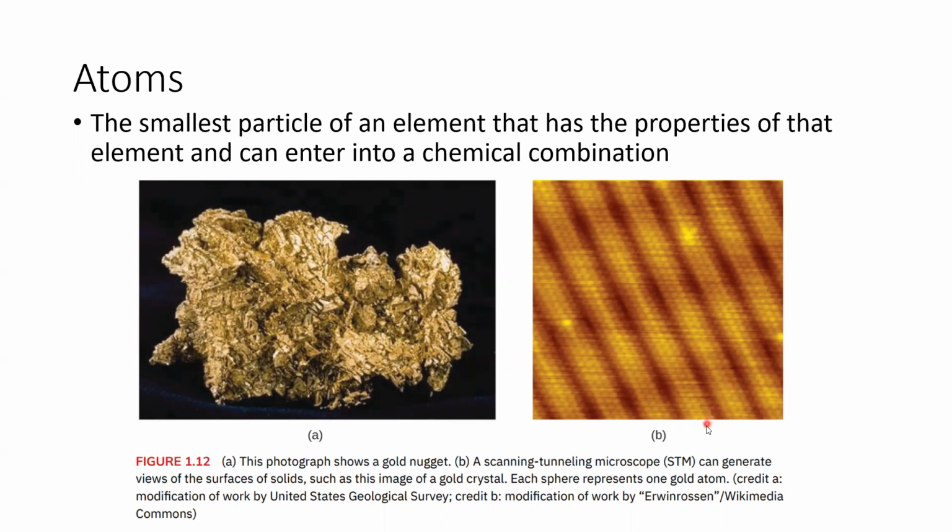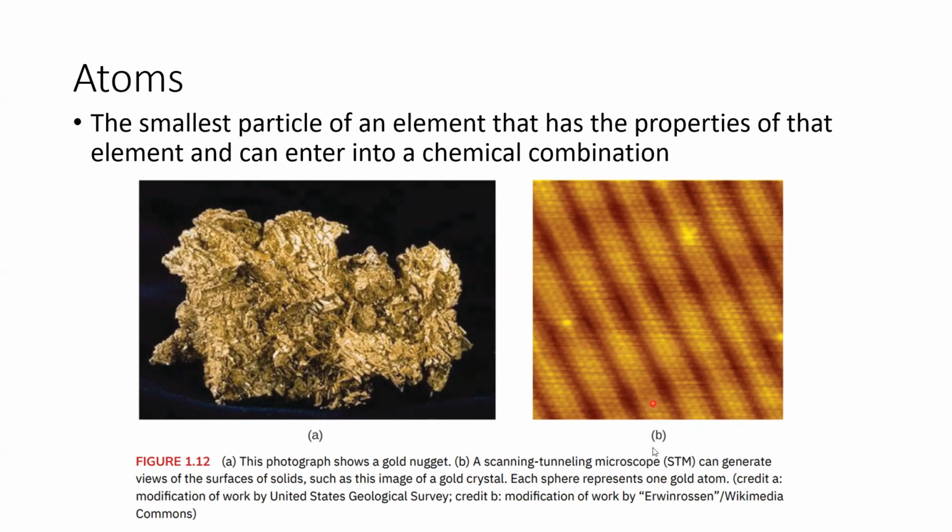Later on, we'll learn that the difference between different elements is going to be based on what those atoms are actually made of. So there's even smaller particles, subatomic particles, called protons, neutrons, and electrons. But the atom itself is just going to be the smallest particle for those elements.